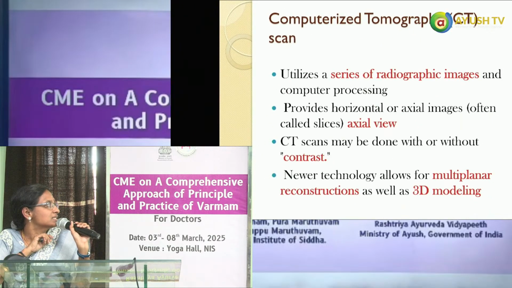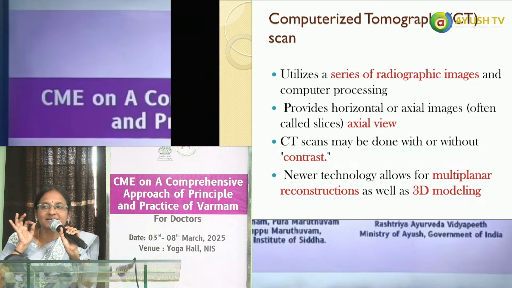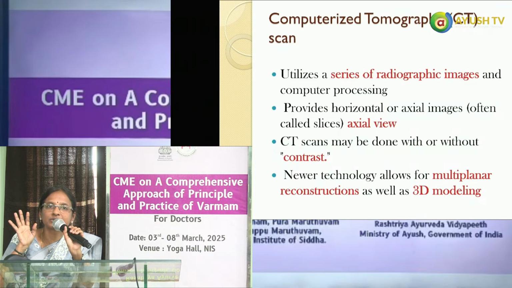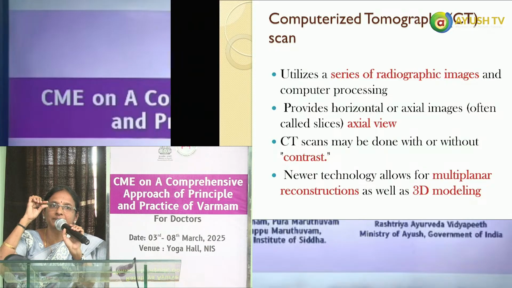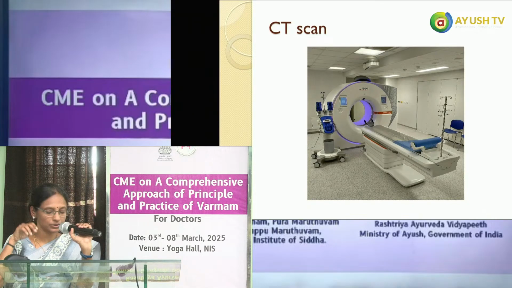So this provides horizontal or axial images called as slices. Axial view the CT scan oda biggest advantage. Compared to an X-ray, the best advantage will be it gives us axial views. Axial views na the bone slice panna, 2 millimeter gap la the bone can be sliced and you can have a picture of that particular slice. Horizontal views, transverse views or axial views. அதுதான் அதோட பெரிய advantage.